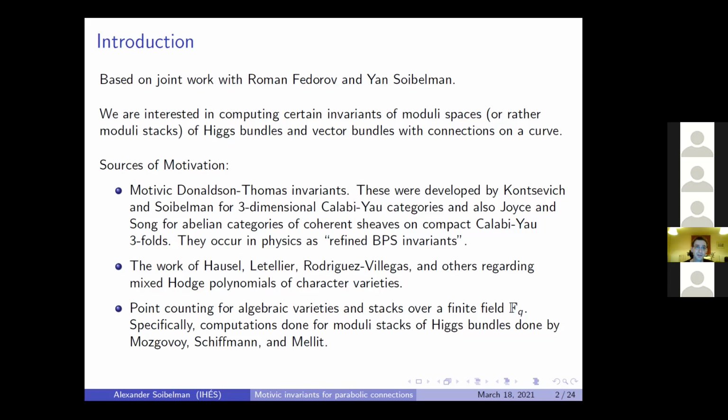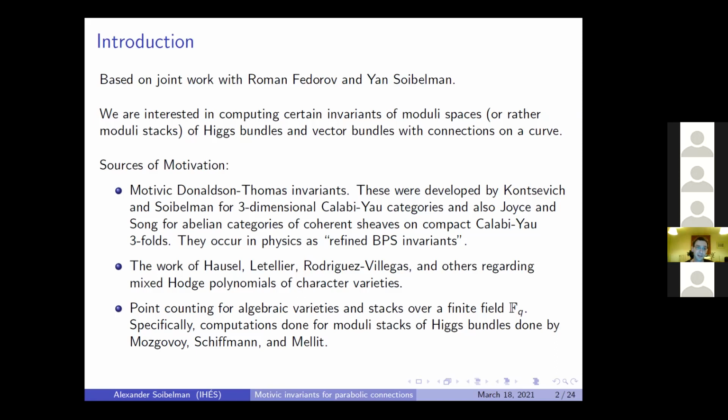Essentially, we're trying to compute certain invariants for moduli spaces, or in fact moduli stacks, of Higgs bundles or vector bundles with connections on a curve. We have a threefold motivation. The first source comes from the Motivic Donaldson-Thomas invariants, developed by Kontsevich-Soibelman for 3-Calabi-Yau categories, and also Joyce and Song for categories of coherent sheaves on Calabi-Yau threefolds. We are trying to do these kinds of Motivic Donaldson-Thomas invariant computations for certain 2-Calabi-Yau categories.